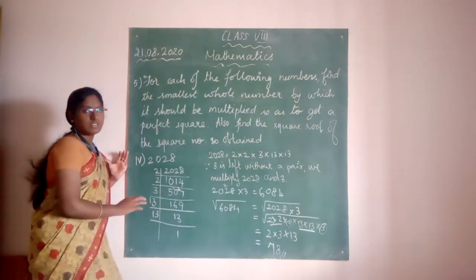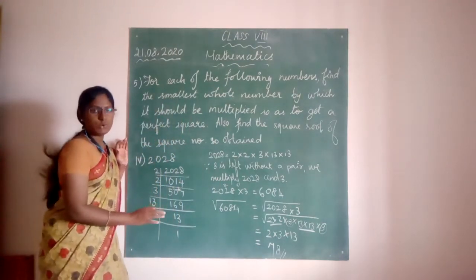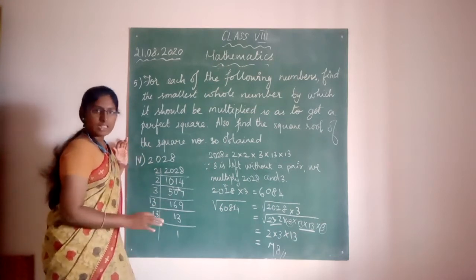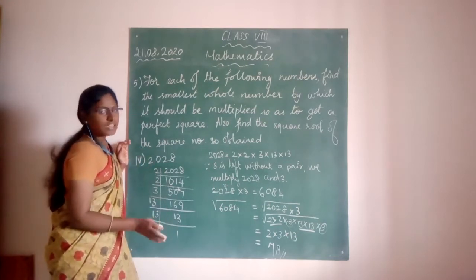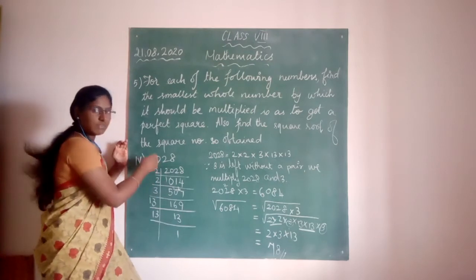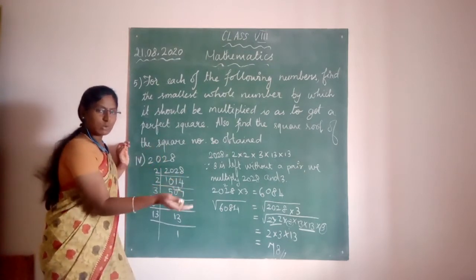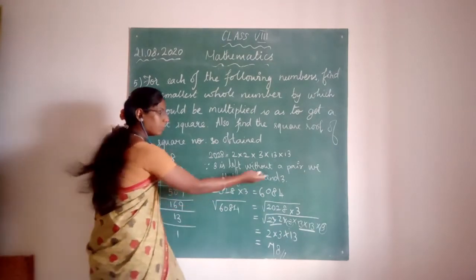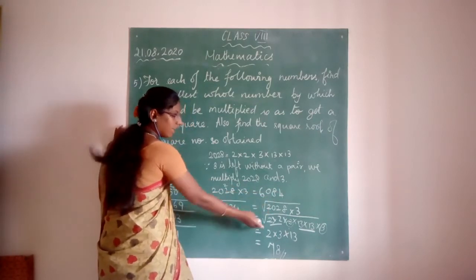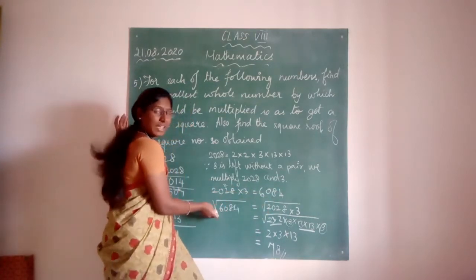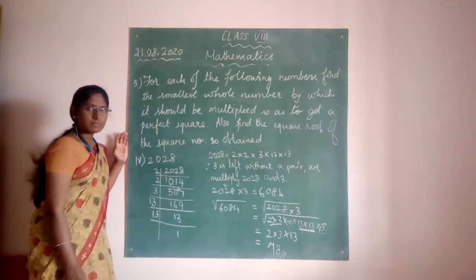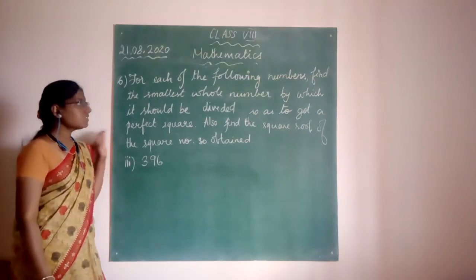So in this question, the first thing you have to do is prime factorization, then find the number that is left out without a pair, then multiply the number which is given with the number which is left out without a pair. Then find the perfect square and again find the square root of the square number. Is it clear? Look at the next question, sixth question.